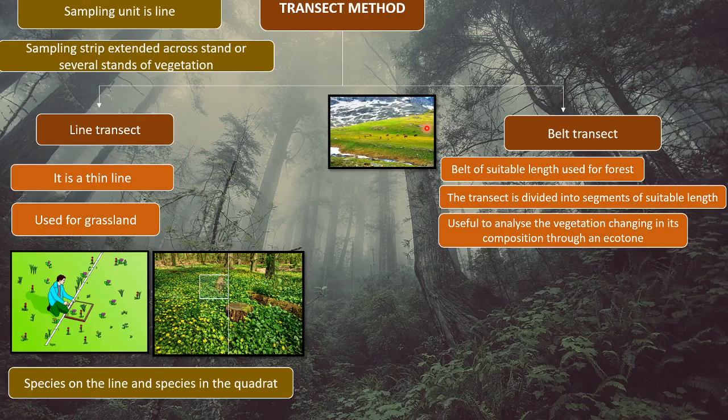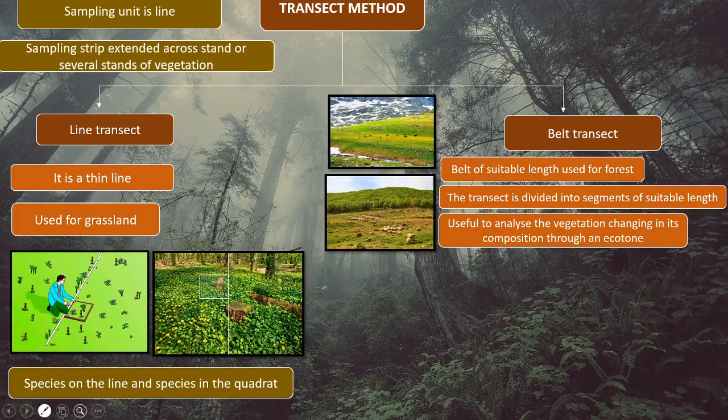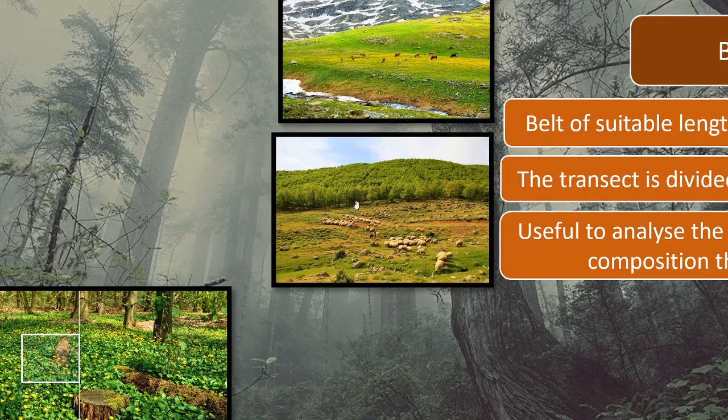We can also understand this with a second example. So this is also an ecotone. See, this is a grassland and this is a forest. The community of grassland will be different and the community of forest would be different, and this is called the ecotone.